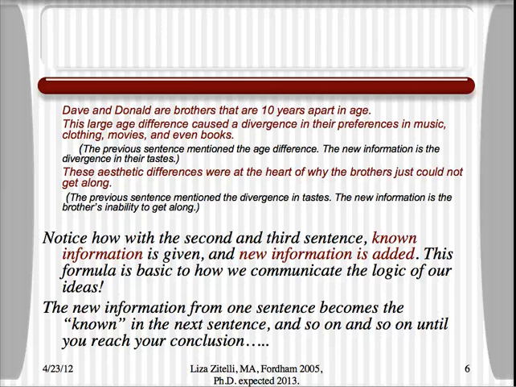The next sentence would read, these aesthetic differences were at the heart of why the brothers just could not get along. See how the previous sentence mentioned divergence in tastes, and now the new information is that the brothers could not get along because their tastes diverged. Notice how with the second and third sentence, known information is given and new information is added. This formula is basic to how we communicate the logic of our ideas. The new information from one sentence becomes the known in the next sentence, and so on until you reach your conclusion.